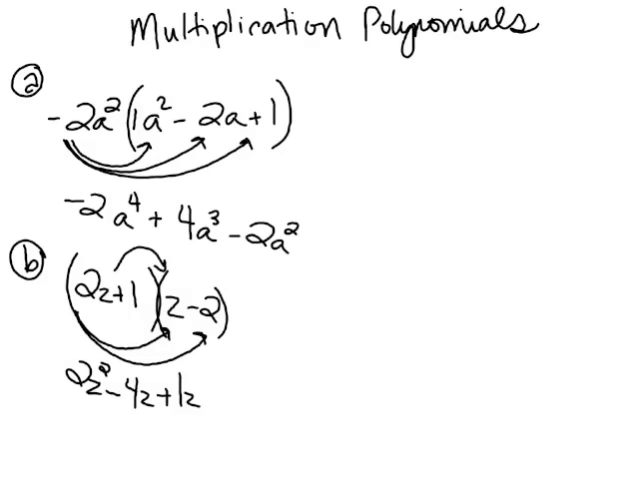And then 1 times z, plus 1z. And then 1 times negative 2, negative 2. Do I have any like terms I can combine? Negative 4z and positive 1z. Okay, the 4z and the 1z. So this will turn into 2z squared minus 3z minus 2.